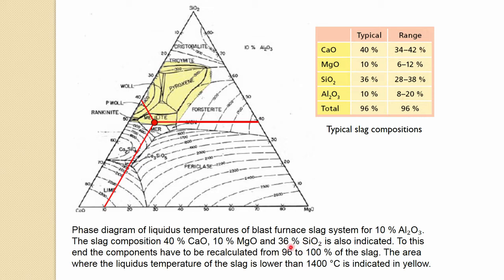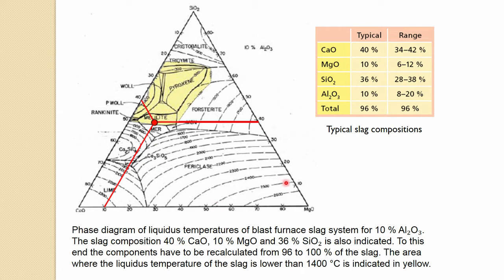This is a typical slag composition, and usually it is that sort of range which can be adjusted. That is why it is said 96 to 100%, because this comes to 96%. A few other things can be adjusted, and the composition which is shown here, that point, belongs to this. If you look, MgO is about 10%, SiO2 is about 36%, and the CaO is about 40%, and 10% Al2O3.